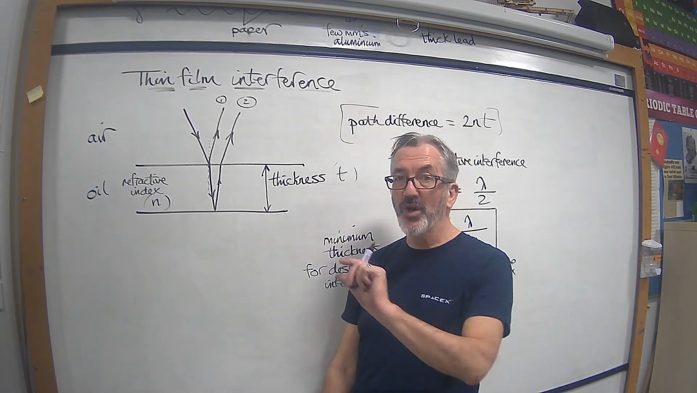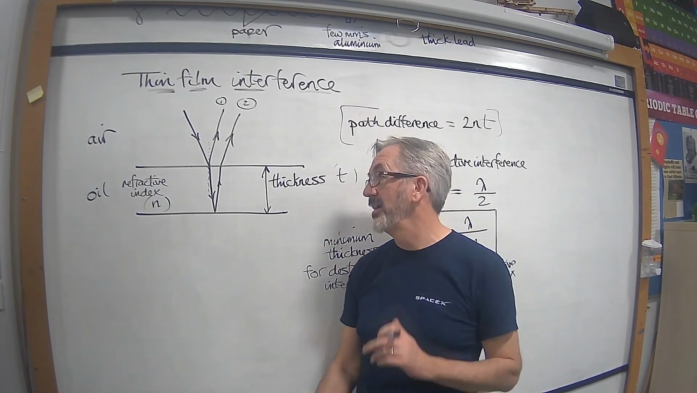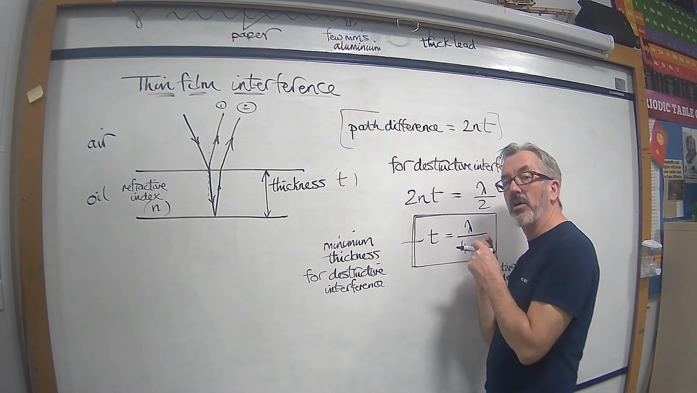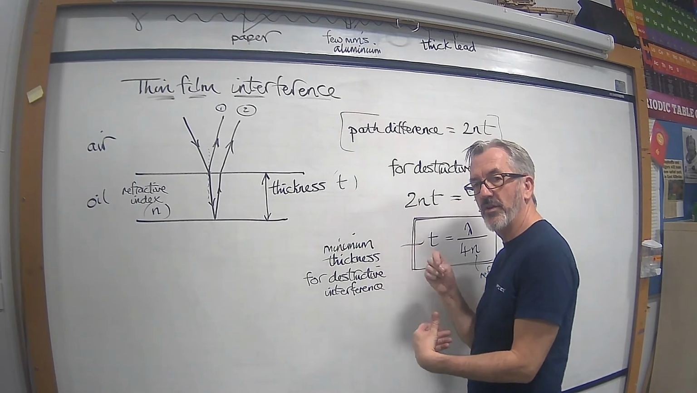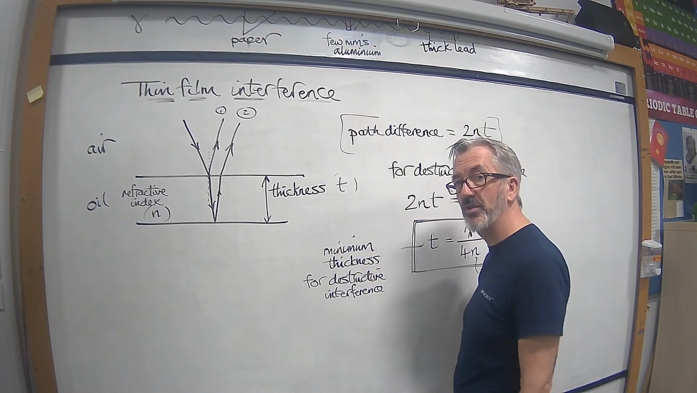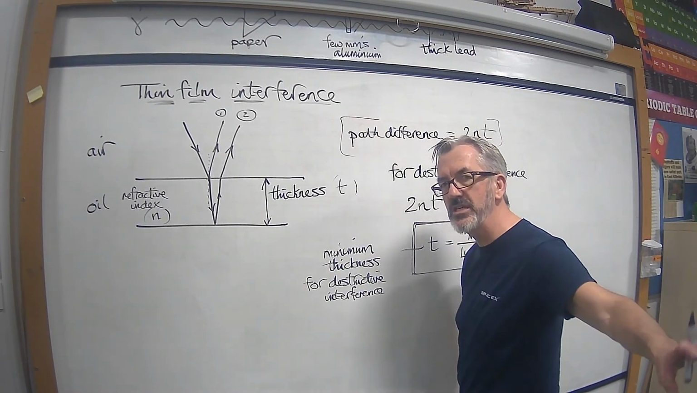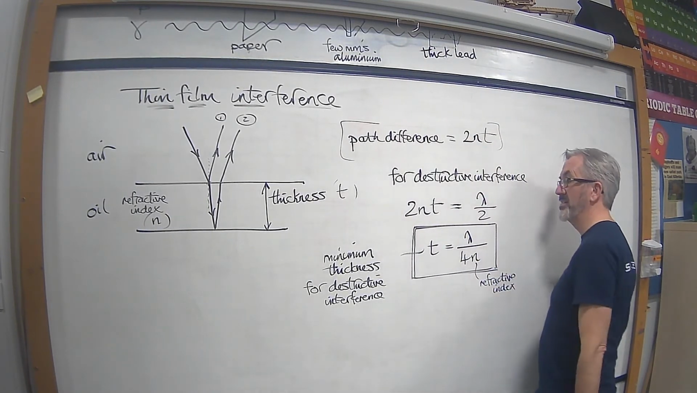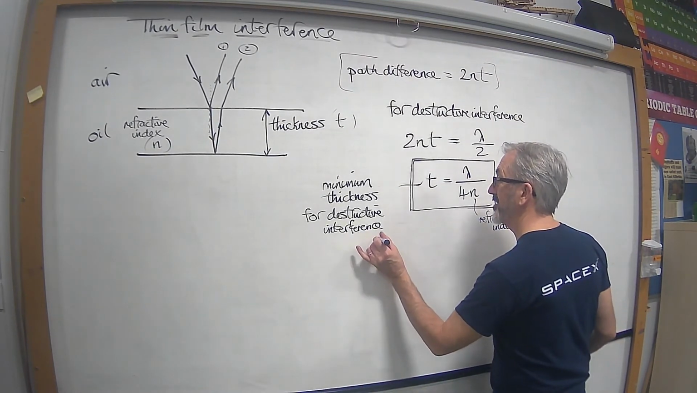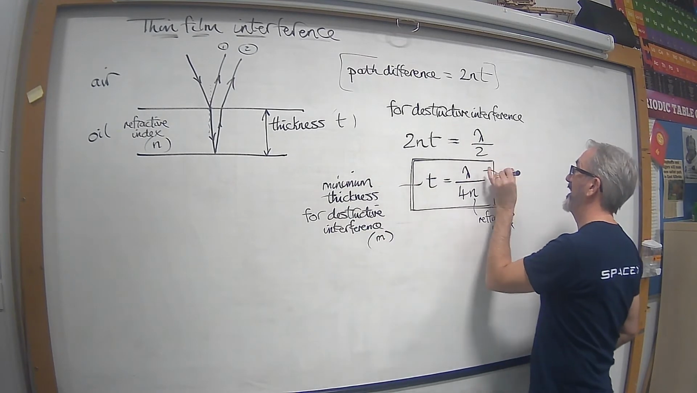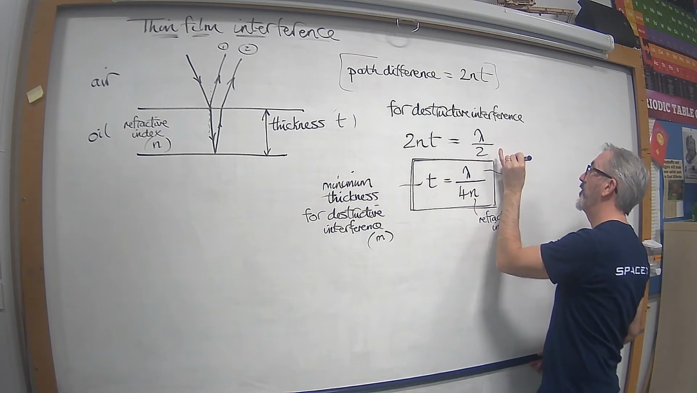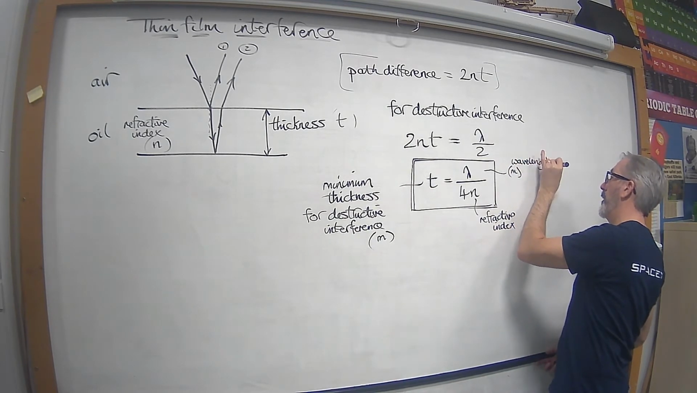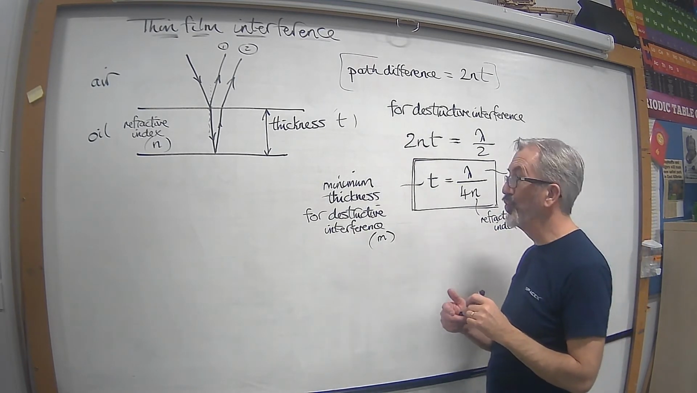Firstly, the oil isn't always a constant thickness. It depends what angle you're looking at it. And for some colours, you will get destructive interference. For some colours, you'll get constructive interference. And that's why you see a rainbow. Some colours are present, some colours aren't present. So that's in meters. Remember, that's in meters. That's the wavelength. And refractive index has got no units.